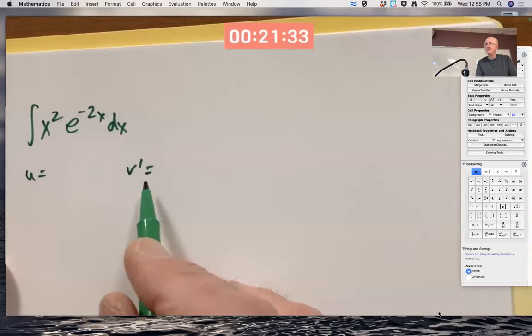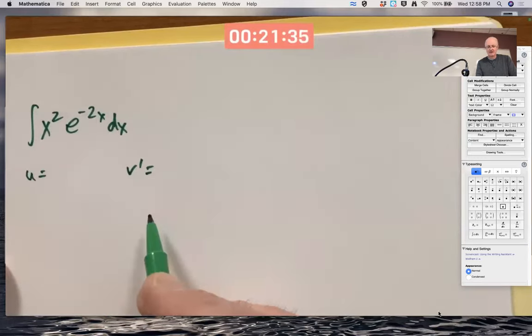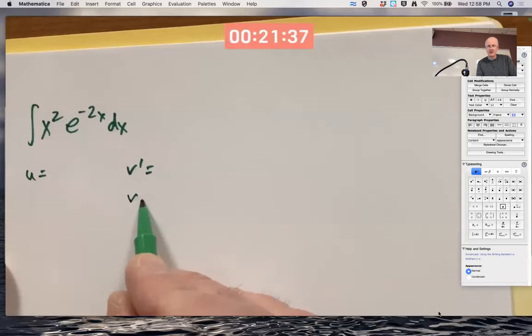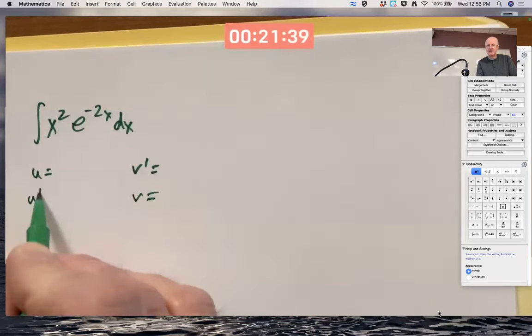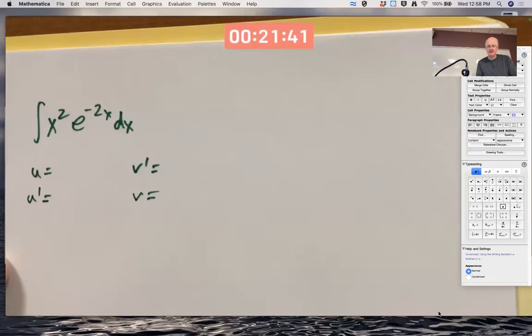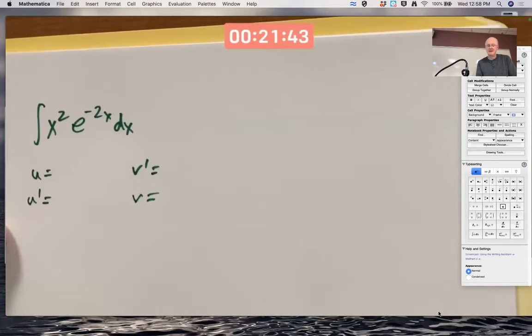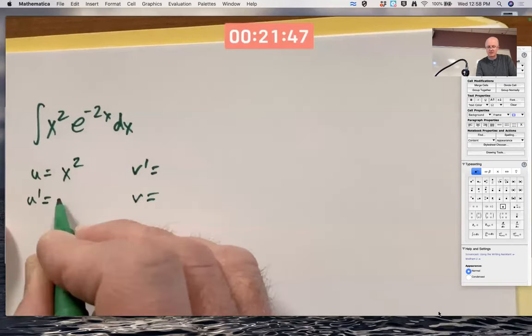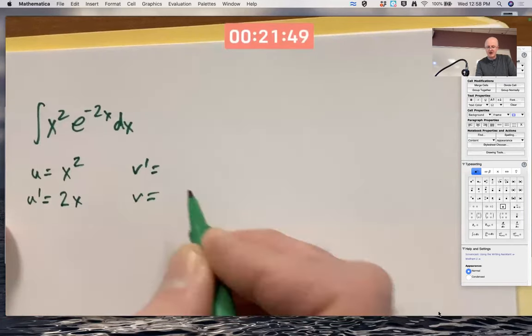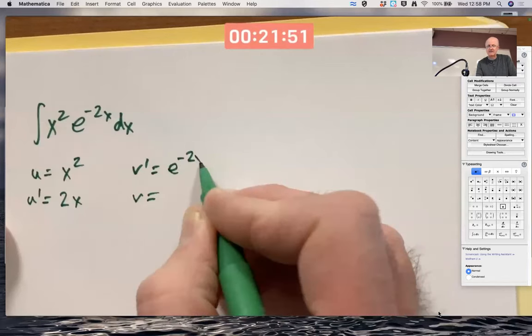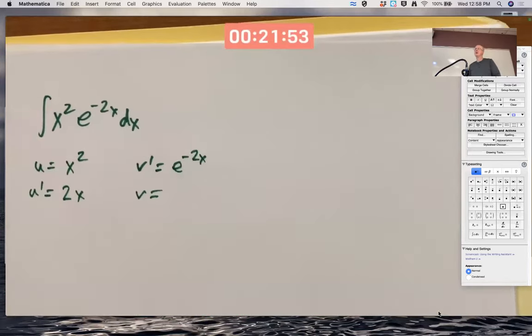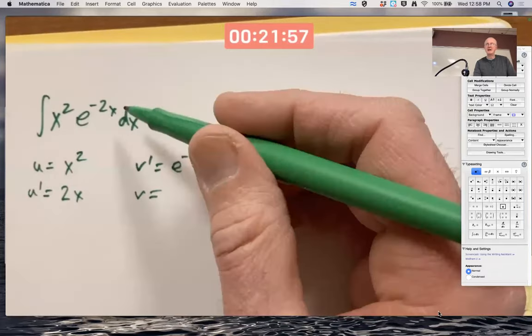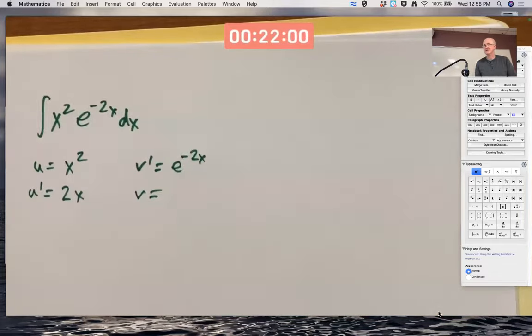You want v prime to be something easy to integrate to find v, and you want u to be something, well, easy to differentiate, so that u prime is simpler. And here it is a good idea to let u equal x squared so that u prime is 2x, and v prime be the other factor, e to the negative 2x. Although I did make this a little trickier by making this power negative 2x instead of x.